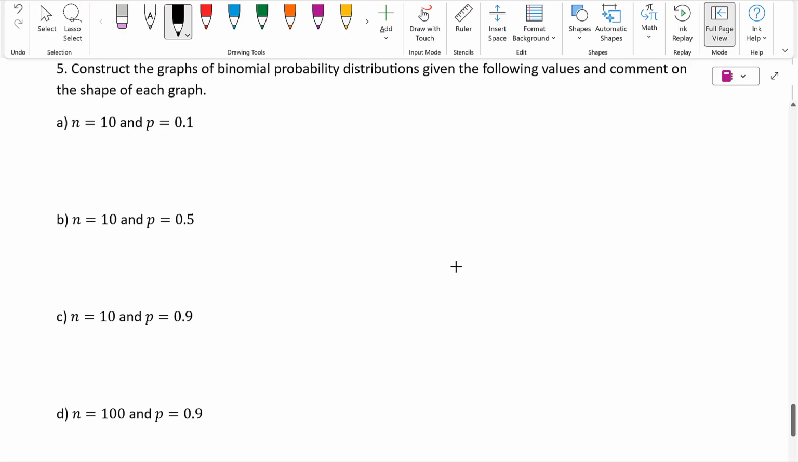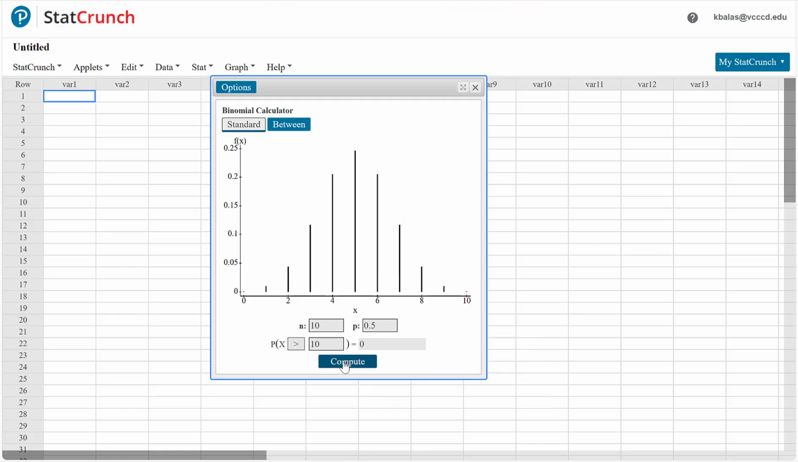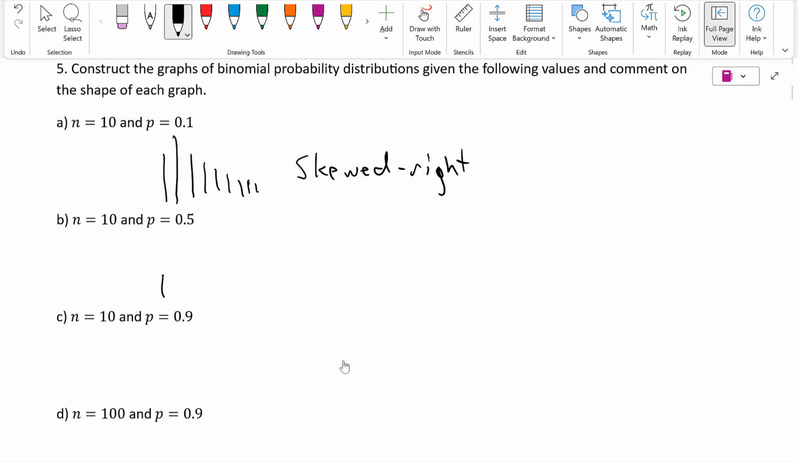I'm not going to draw a whole graph there, but we can see a lot of our values on the left and smaller values out on the right. So we would call this one skewed to the right. Right, we see that tail on the right side. For n equals 10 and p equals 0.5, if we compute, we see a nice symmetric curve there. So we start low, come to a high point in the middle, and then go back down at about the same rate. We call that bell-shaped or symmetric or normal.